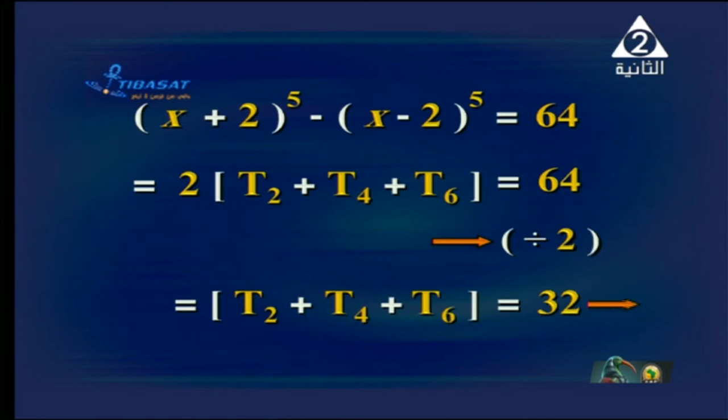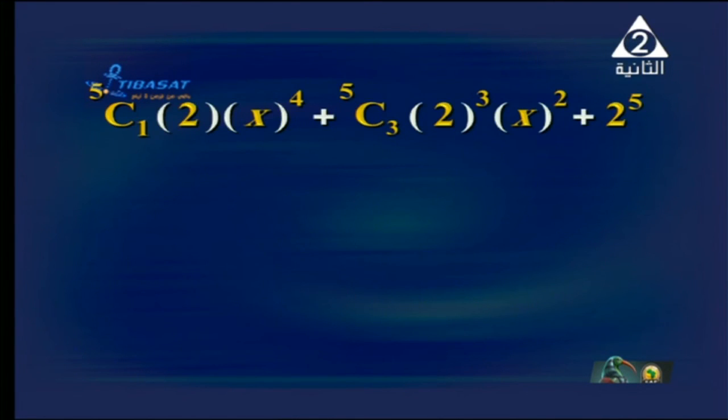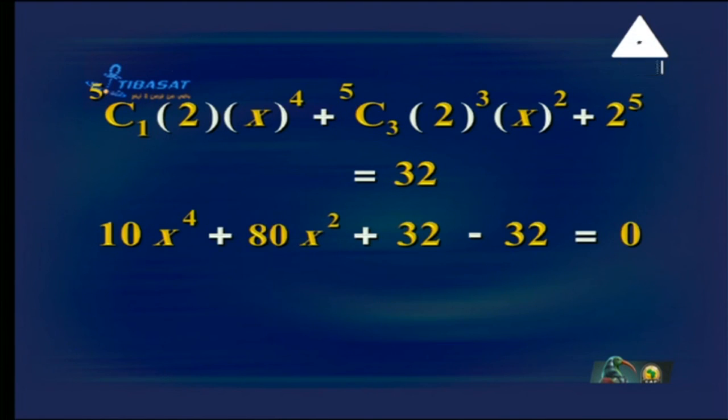What is T2, my dear student? T2 is 5C1 2^1 x^4, T4 is 5C3 2^3 x^2, T6 is 2^5. T2 plus T4 plus T6, then the left-hand side equals 32. By using a calculator: 5C1 times 2 is 10 x^4, 5C3 equals 5C2 equals 5 times 4 over 2 times 1, is 10, times 8 gives 80 x^2, plus 2^5, which is 32, equals 32.